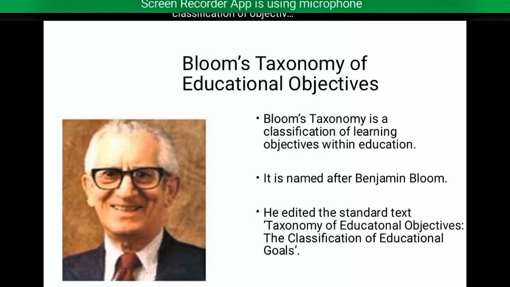Bloom's taxonomy of education, educational objectives. Bloom's taxonomy is the classification of learning objectives within education. It is named after Benjamin Bloom. He edited the standard text, Taxonomy of Educational Objectives, the classification of educational goals.